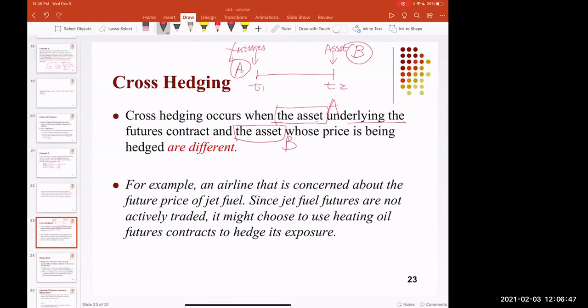For example, an airline that is concerned about the future price of jet fuel. This is asset B, the asset being hedged, the price being hedged. Since jet fuel futures are not actively traded, it might choose to use a heating oil futures contract. This is asset A, the underlying asset of the futures contract. They are very close, but they are not the same. So this is called cross-hedging.